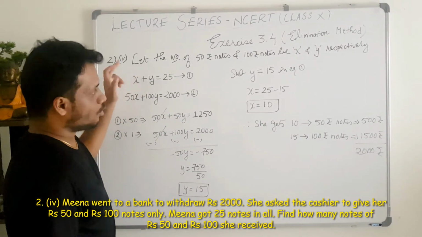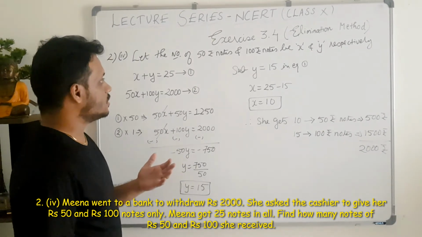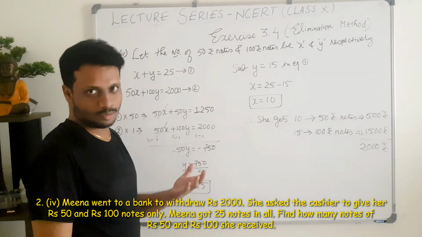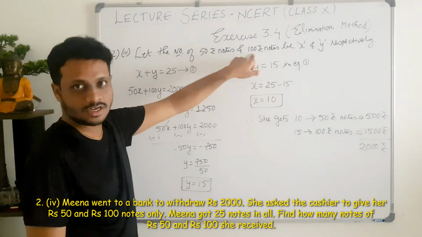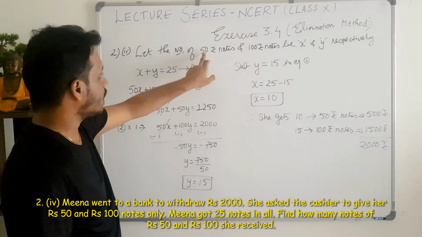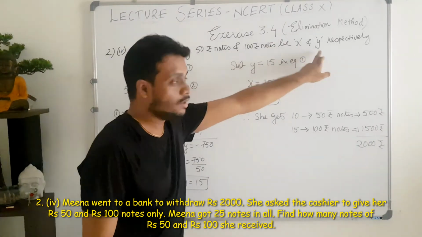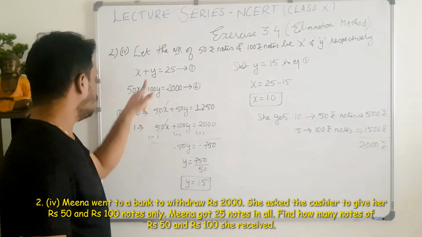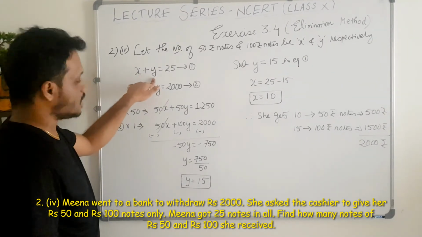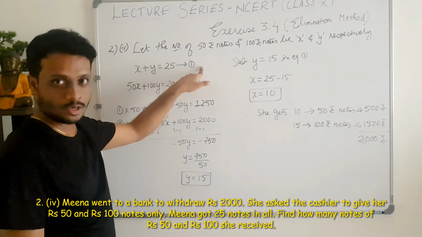In this, Meena goes to a bank and she is withdrawing 2000 rupees and she is taking 50 rupee and 100 rupee notes. So the question is, how many 50 rupee notes and how many 100 rupee notes did she take? So first thing is, I assume the number of 50 rupee notes to be x and the number of 100 rupee notes to be y. So according to the question, totally she has 25 notes in her hand. So the sum of 50 rupee notes and 100 rupee notes together is 25. The count is 25, which is the first equation.